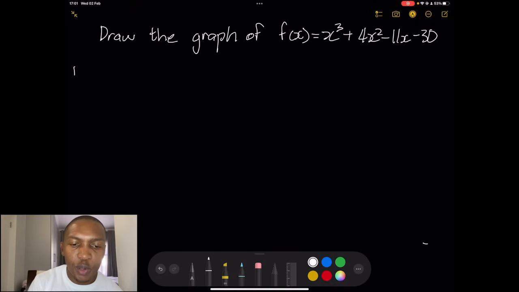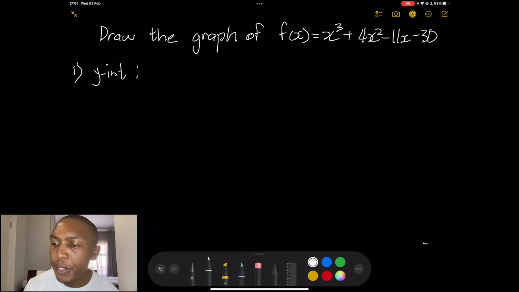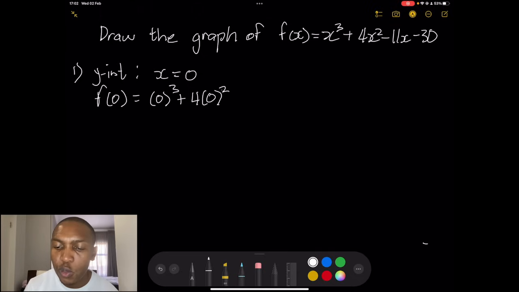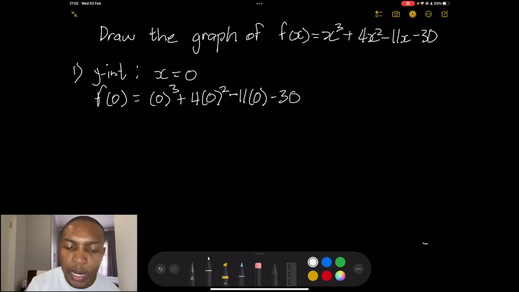Okay, so what's the first thing that we're going to do? I'd say to you, find the y-intercept. That's the easiest to find. So let's find the y-intercept first. So what happens at the y-intercept? We know this is where x is equal to zero. So I'm not going to waste much time here. It means we're going to take f of zero. This is going to be x cubed. Everywhere we see x, we're going to substitute 0, squared minus 11 times 0 minus 30. Now, of course, everything multiplied by 0 gives you 0. So you end up with f of 0 giving you minus 30.